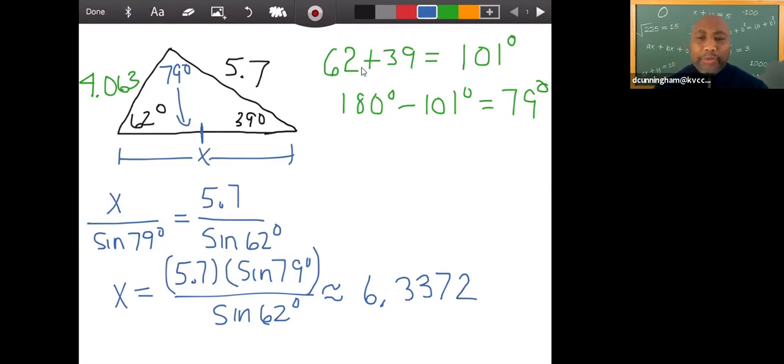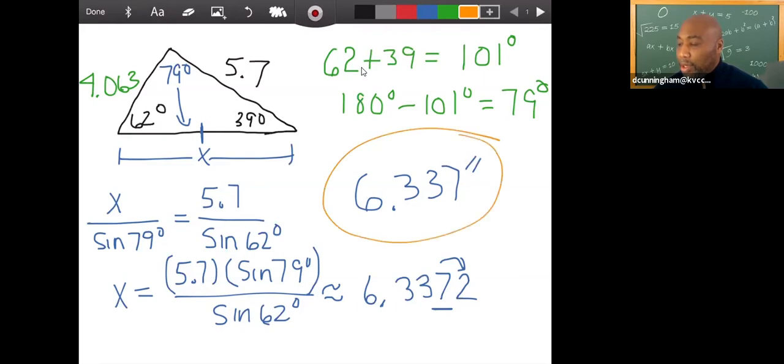Now let's round this off to the third decimal place. The third decimal place is right here. That means we have to look at the fourth to see if we change that 7 to an 8 or just leave it as a 7. In this case, since that 2 is less than 5, my answer, I'm going to write it on top, is 6.337. In our case, we're talking about inches, and that's what I will circle, and that's my unknown for x.